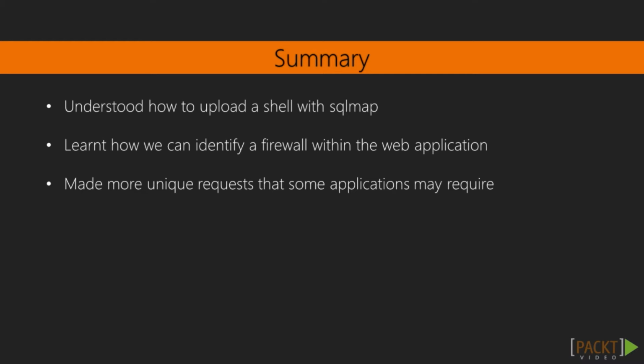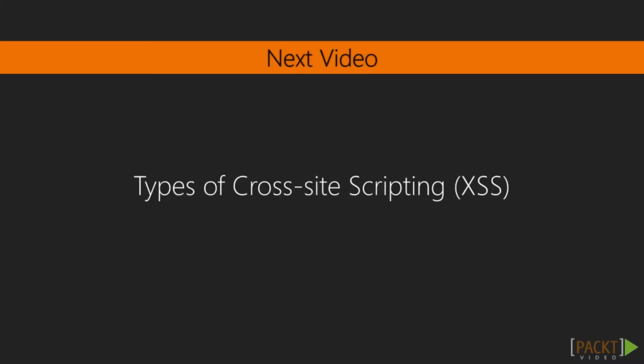So we've also learnt how we can identify a firewall within the web application using --identify-waf, as well as --check. And we've also made more unique requests that some applications may require, such as the user agent and the referrer. In the next video, we'll be looking at XSS, which is cross-site scripting.